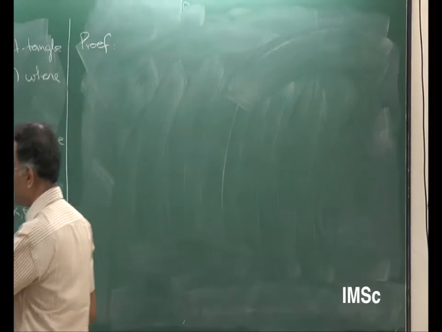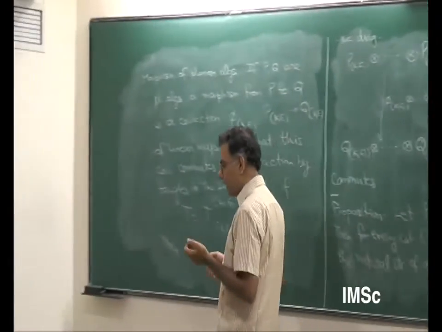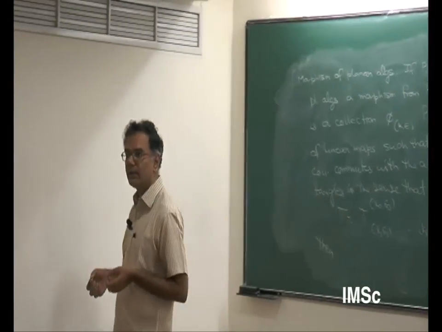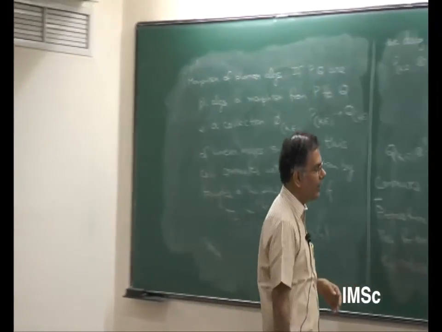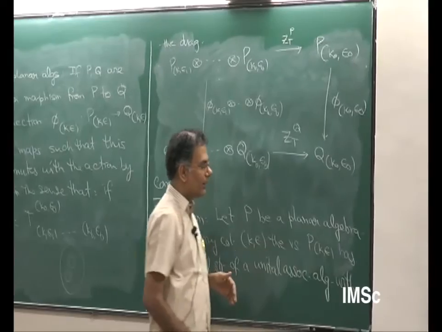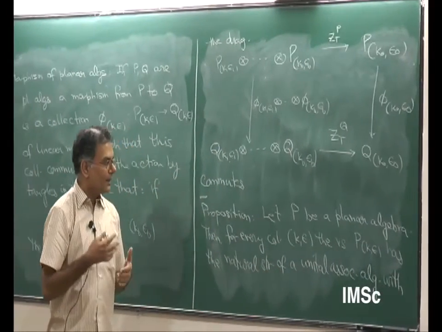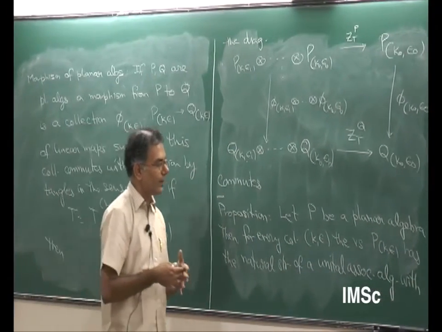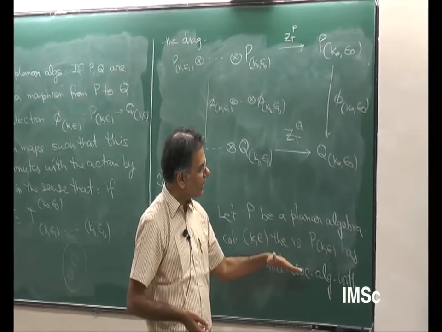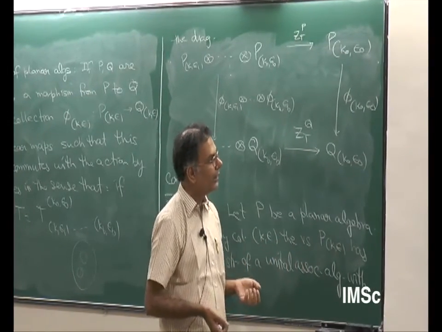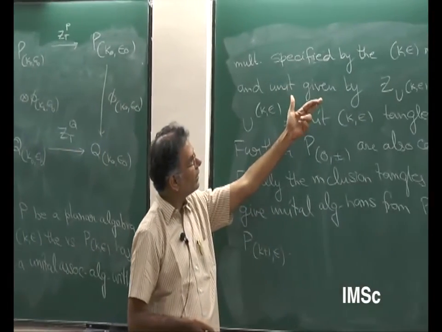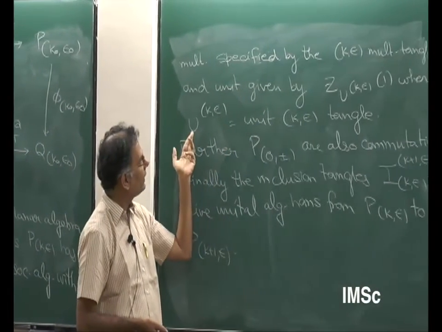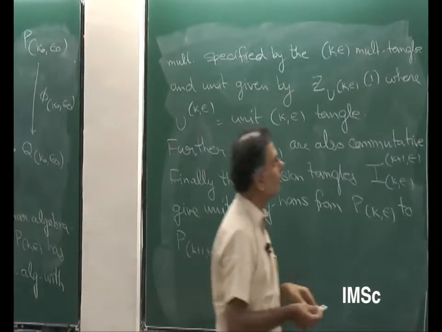So what is being said here? What we want to first show is that if you take a planar algebra P, which is a collection of vector spaces, then you take one color, k epsilon, and take the vector space of that color, pk epsilon. This pk epsilon, we want to say, is naturally an associative algebra, and this algebra structure, that is the multiplication and unit, are specified by certain tangles. The multiplication is given by the multiplication tangle of color k epsilon, and the unit by the unit tangle of k epsilon.